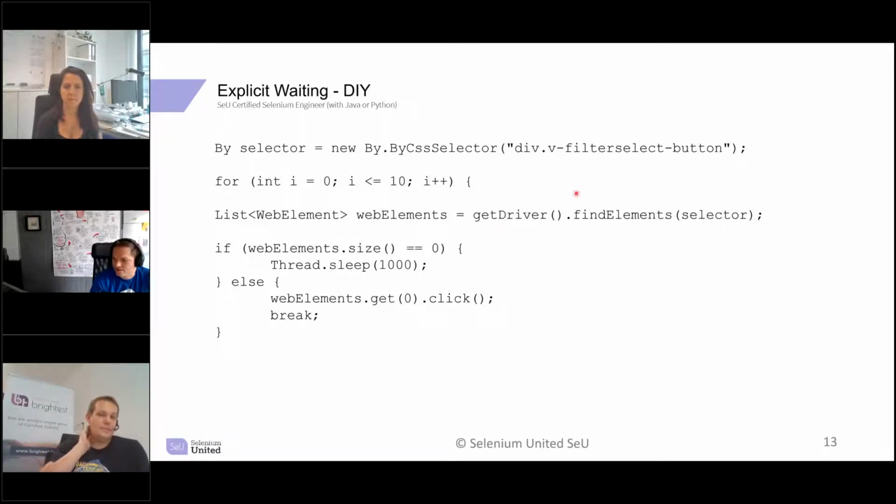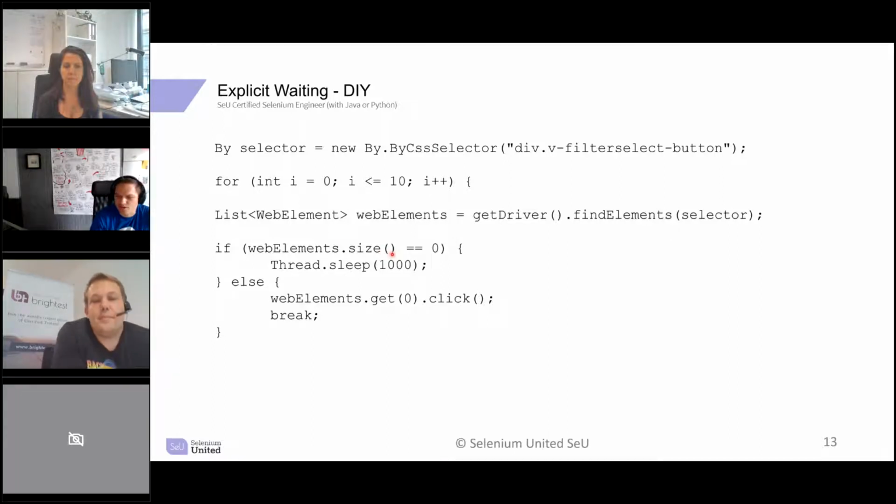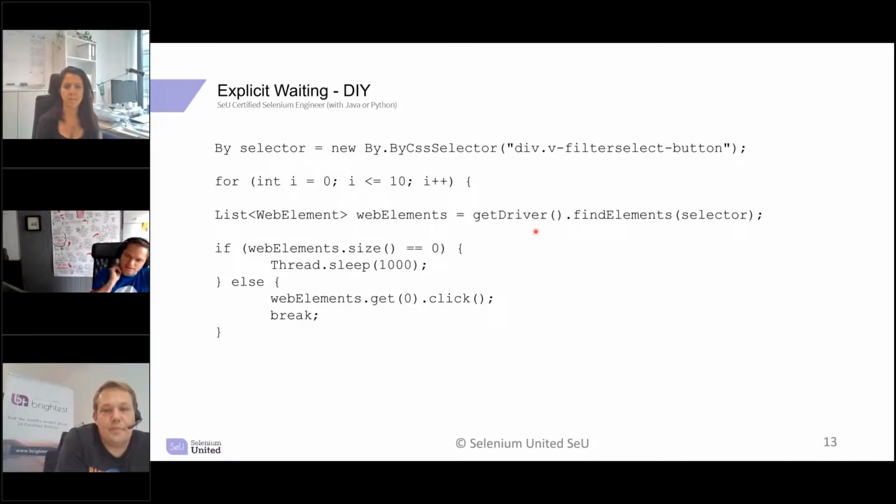I will try to find that element with the selector. And if the list is empty, because we have a list of web elements, just wait 1 second. And after the 1 second, we try again to find this element. So in this case, it will wait a maximum of 10 times, so 10 seconds, or maybe some milliseconds more. Otherwise, if the list of web elements has at least one element, then we can click on it.